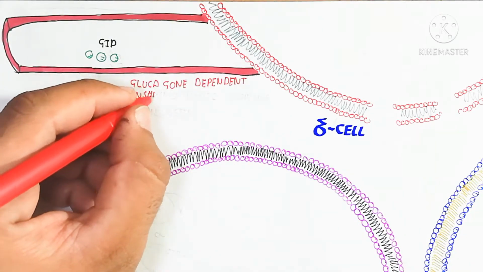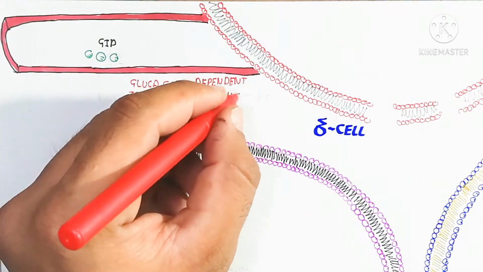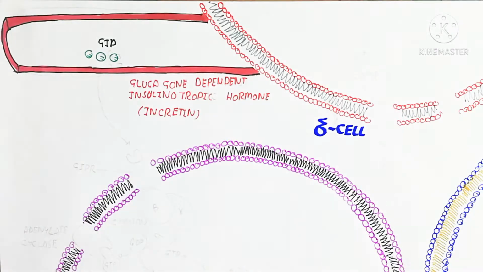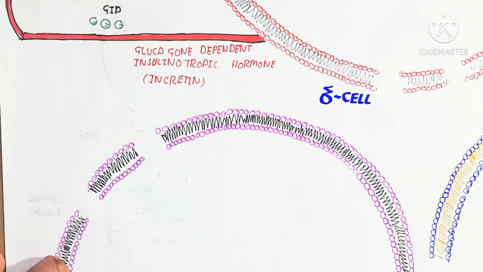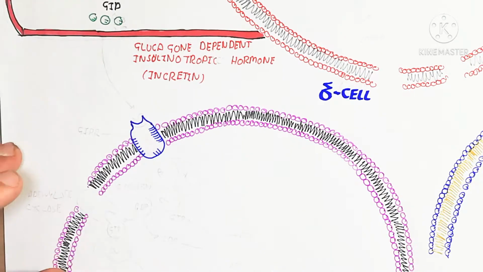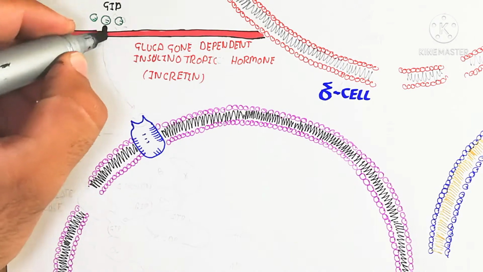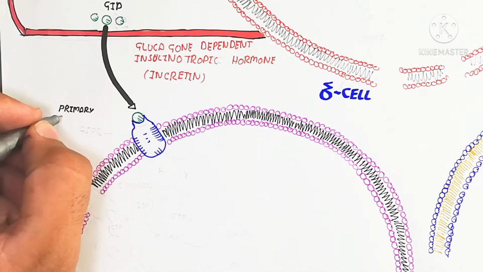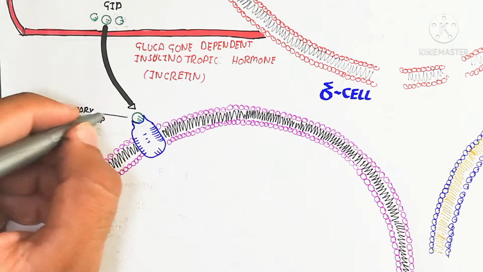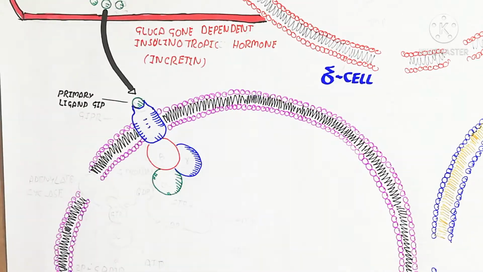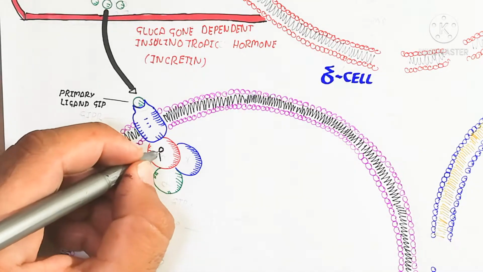This binds with the primary ligand GIP. This GIP is used as the primary ligand and binds with the GIPR, the receptor for the glucose-dependent insulinotropic peptide, which is known as an incretin. When it binds, a G protein is attached to this receptor, and this G protein contains three subunits: alpha, beta and gamma.